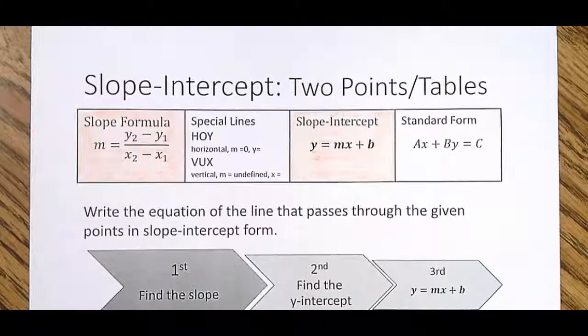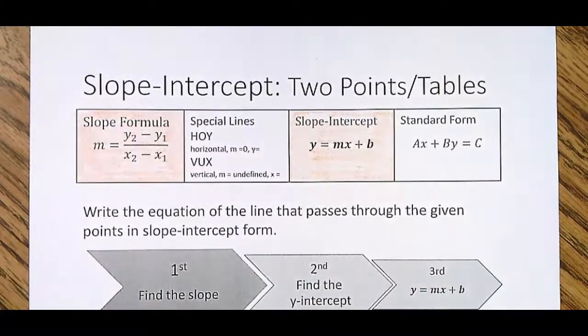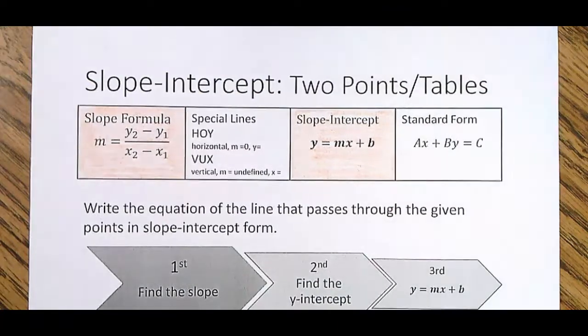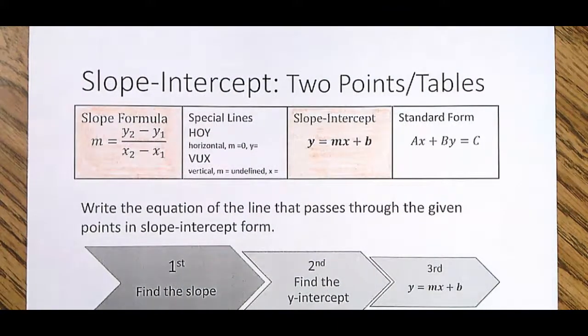So how can we write an equation in slope-intercept form when we've not been given a graph? We've just been given the information about the points on the graph. So think about the equations we've worked with so far. We've worked with the slope formula, m equals y2 minus y1 over x2 minus x1. So within that slope formula is 2 points, right?